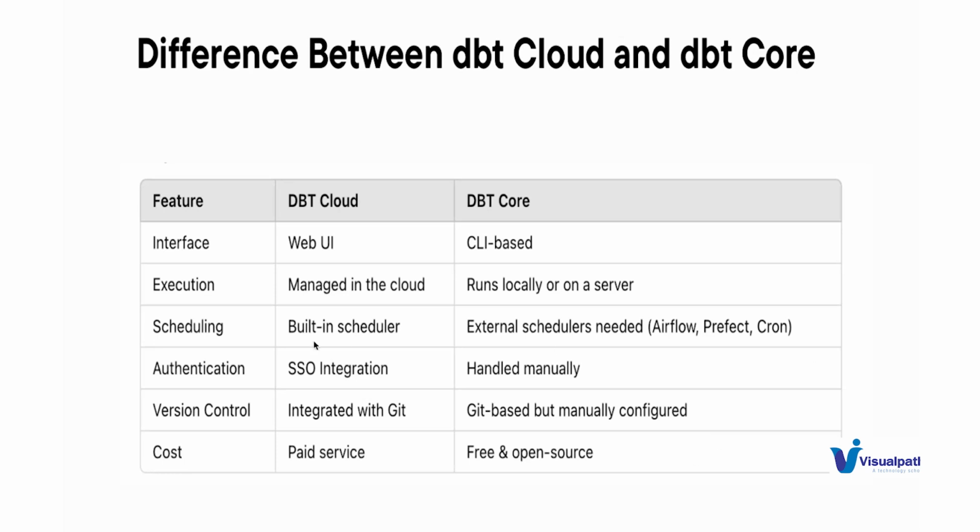Authentication, it's basically to log in, so it's SSO based, it's handled automatically, so it's more secure in case of DBT Cloud. DBT Core is just manual. Then version control, git, but in DBT Core it is also git, but you have to manually configure it. And as I told you, in DBT Cloud we have a setting for git, we can just mention our git details there, and it would be automatically connected.